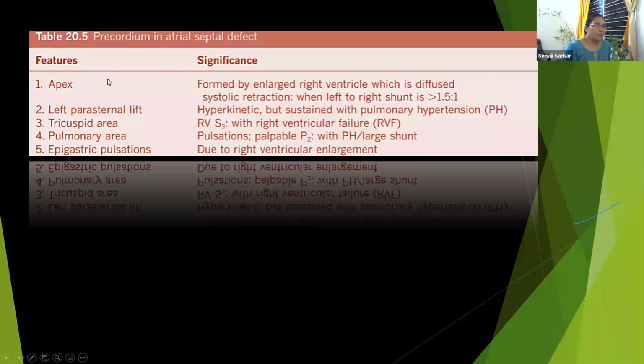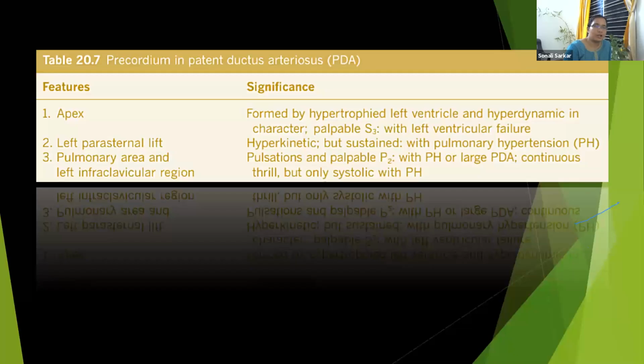Now, in atrial septal defect, the apex is formed by the right ventricle, and there will be a systolic retraction when the left to right shunt is more than 1.5:1. That is, during systole, it continues beyond the second heart sound by auscultation. If the thrill continues beyond the second heart sound, that means it is continuous. If the thrill stops at or before the second heart sound, that means it is only systolic.